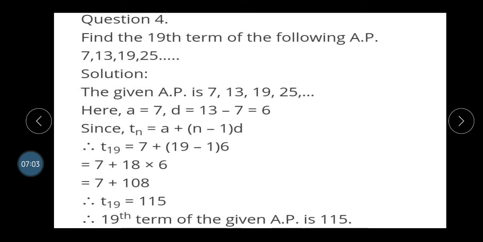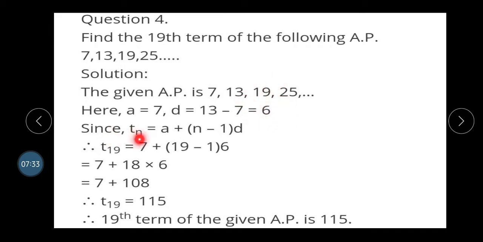Question number 4. Find the 19th term of the following AP: 7, 13, 19, 25 and so on. The given AP is 7, 13, 19, 25 and so on. Here the first term, that is A, equals 7. The difference is 13 minus 7 equals 6. 19 minus 13 also gives us 6, and 25 minus 19 also gives us 6.